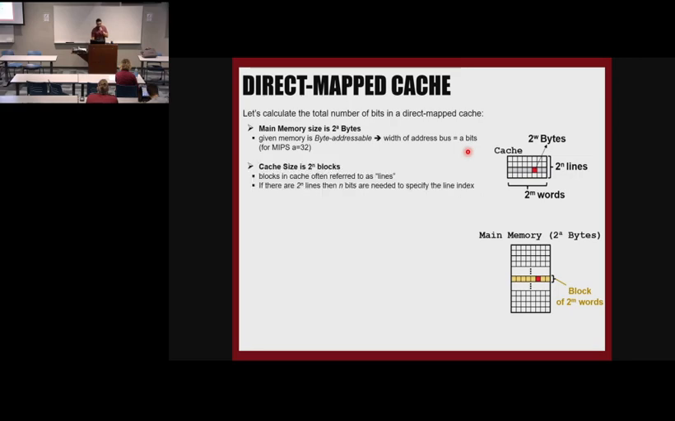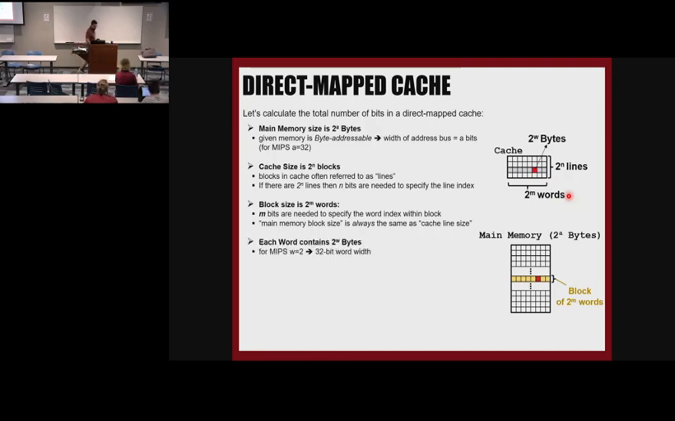The next thing we want to check is how many lines we have in the cache. If we have 2 to the n lines in the cache, then we need n bits to address each line. So in the cache, we need n bits to find which line the data I'm looking for belongs to. If I have 2 to the m words in each line, then I need m bits to find the word in each line.